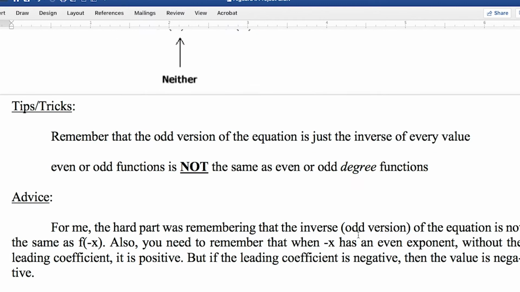Remember that even or odd functions is not the same as even or odd degree functions. Just keep that in mind, because the degree of the function is the highest exponent.